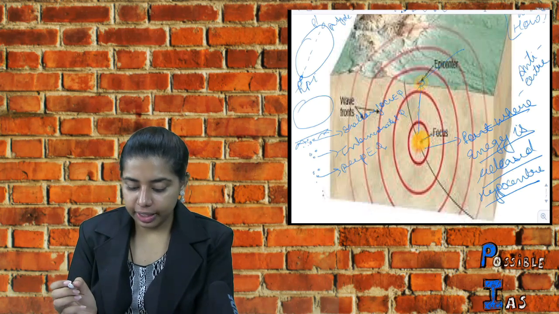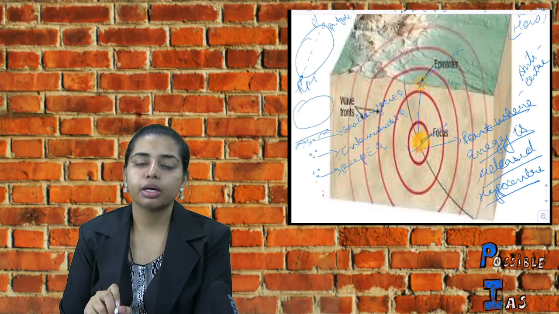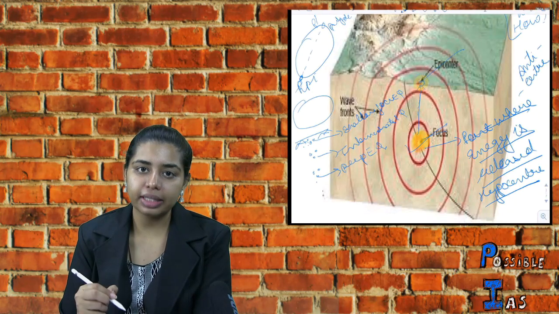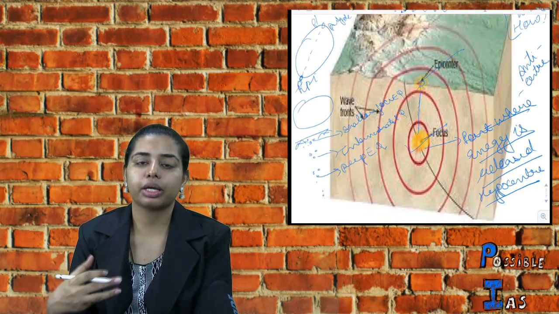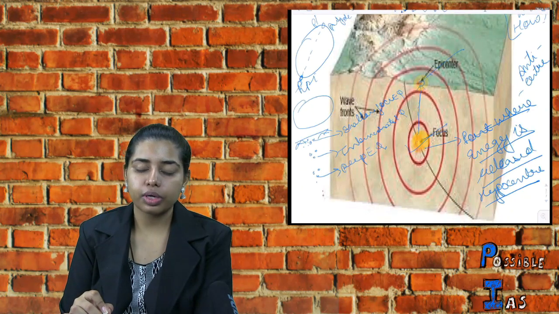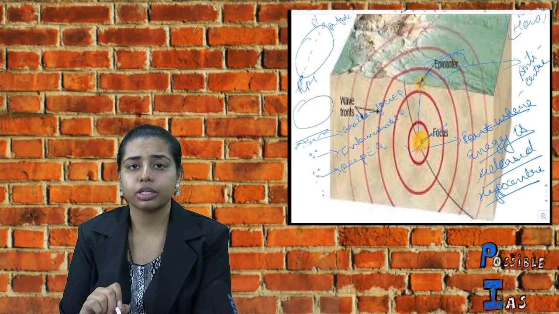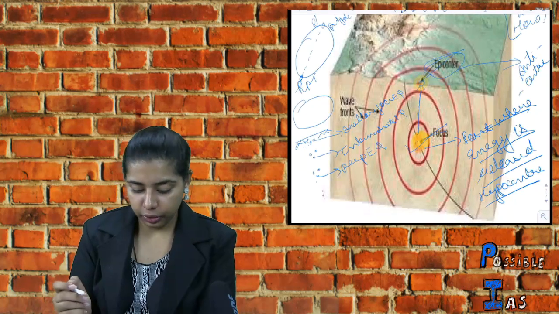Now to revise, first of all, what is a focus? Focus is the point beneath the surface of the earth where the energy is released. The point directly over the focus is known as the epicenter. The point diametrically opposite the epicenter is known as the anti-center.